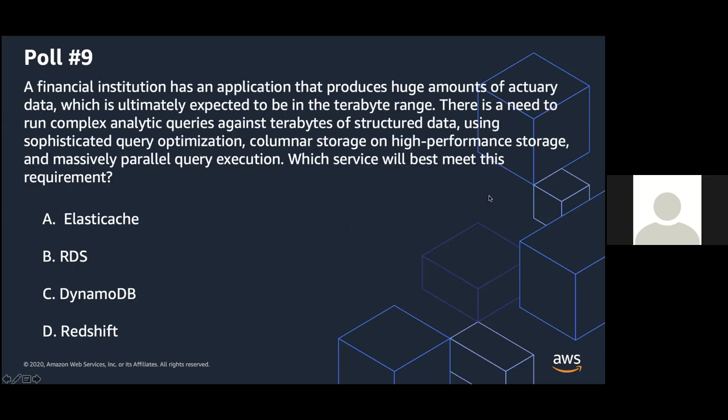There's two more. So I'll launch the poll and I'll read the question. A financial institution has an application that produces huge amount of actuary data, which is ultimately expected to be in the terabyte range. There is a need to run complex analytic queries against the terabytes of structured data using sophisticated query optimization, columnar storage on high performance storage, and massively parallel query execution. Which service will best meet this requirement? The options are A ElastiCache, B RDS, C DynamoDB, or D Redshift.